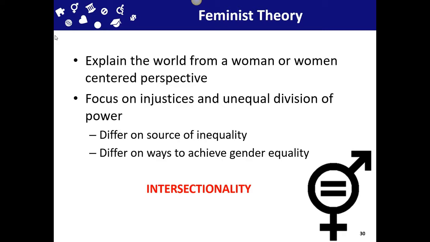So, not all women experience the world the same, and not all men experience the world the same. We have to also consider things like social class and race and sexual orientation, and other dimensions of identity, like ableism and age, that would impact their experiences.